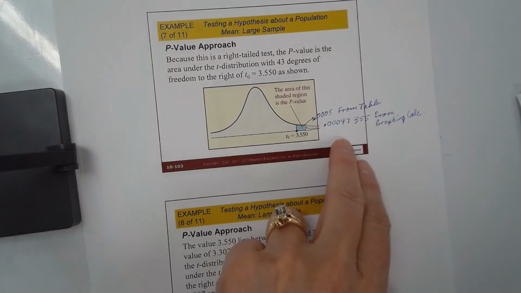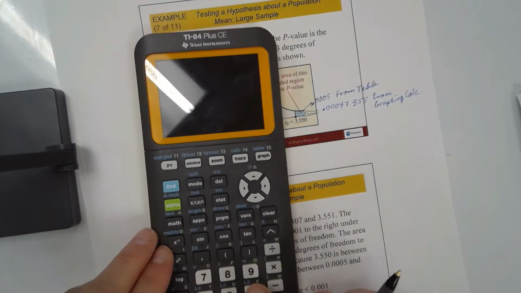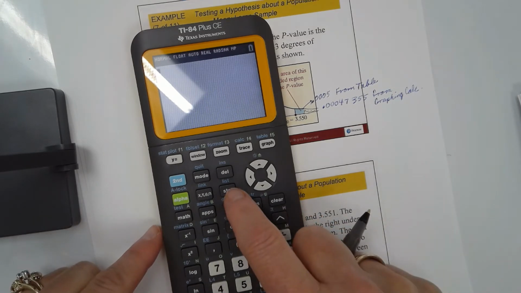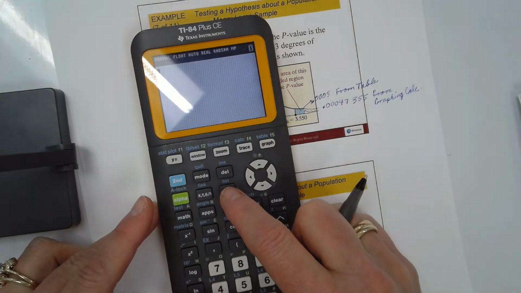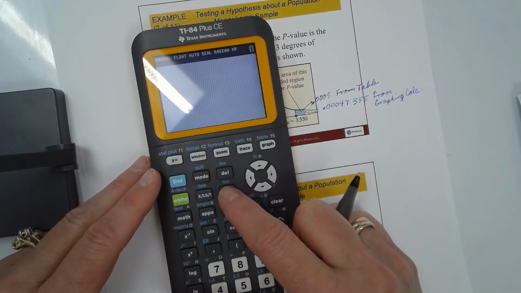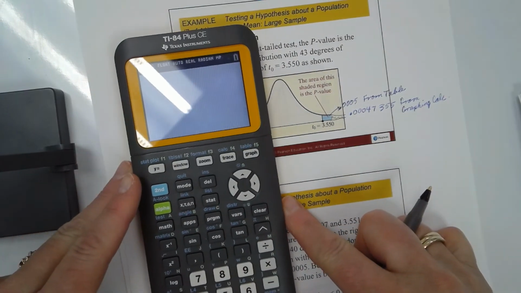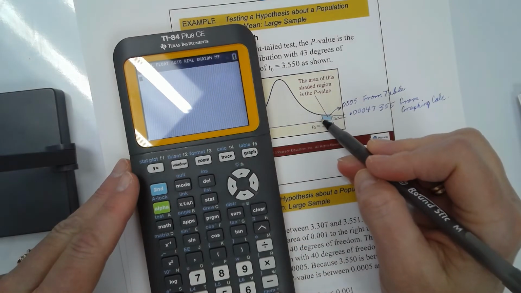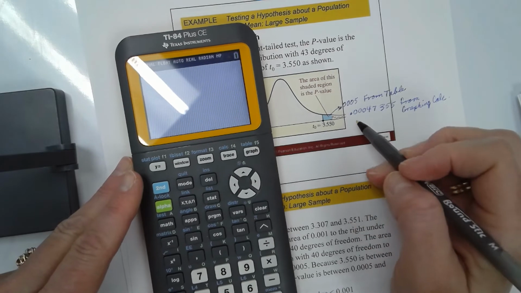All right, to find it from the calculator, turn your calculator on. Sometimes I try it without. It happens. Okay, so we know the cut point. We're looking for the area, right? So we know the boundary.